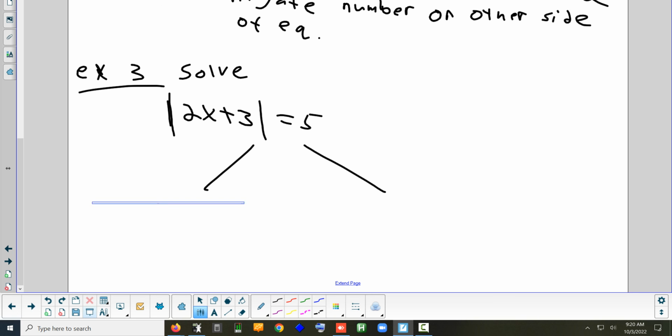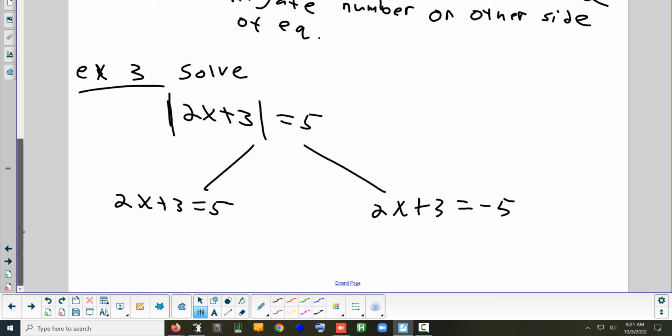What would be my first equation that I write down when I split this up? Matt? 2x plus 3 equals 5. 2x plus 3 equals 5. And my second one. Manny? 2x plus 3 equals -5. Yep. That's it. So now you have two problems to solve, each one of them relatively short. Let's solve.